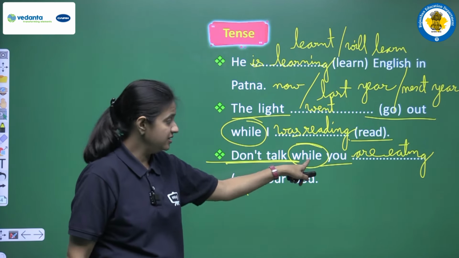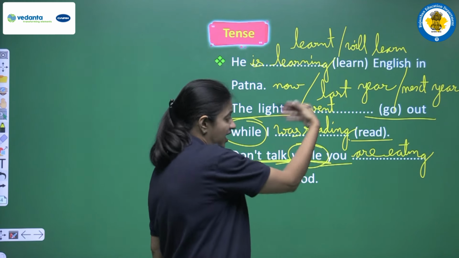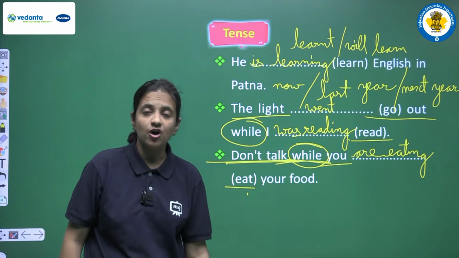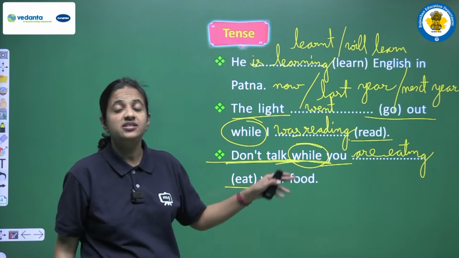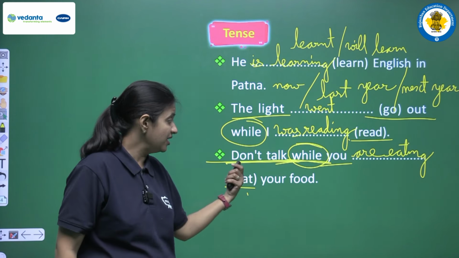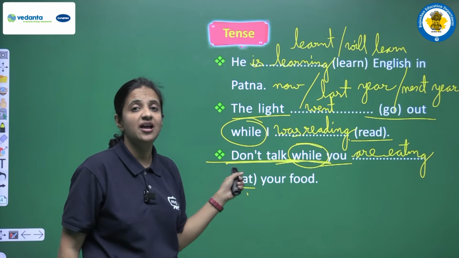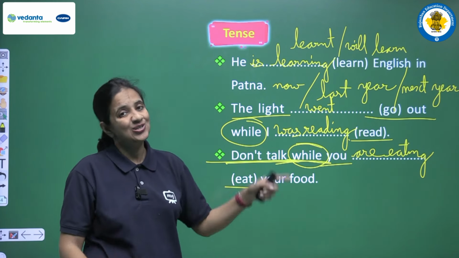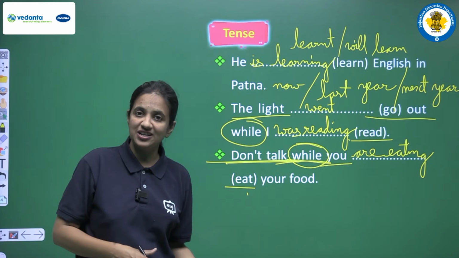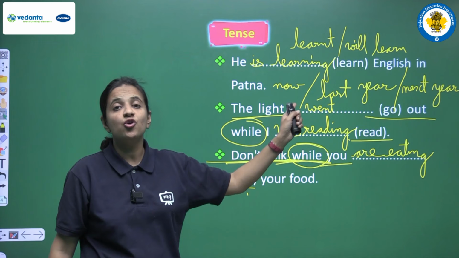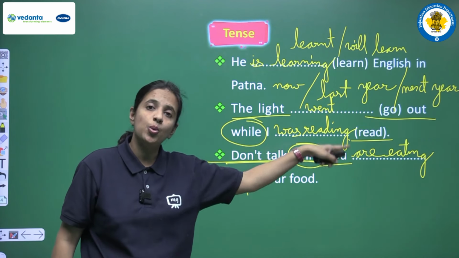Okay, so yes, this is clear that after while you have to use continuous form, but present or past that depends, right? यहाँ पे हम past use नहीं कर सकते, because we are having present here, we are having don't talk. Okay, so we will complete the sentence in the same tense only. We will use present continuous tense here after while.